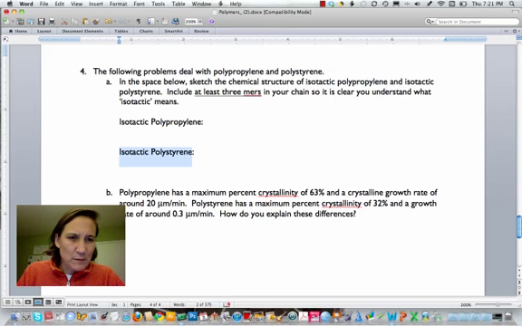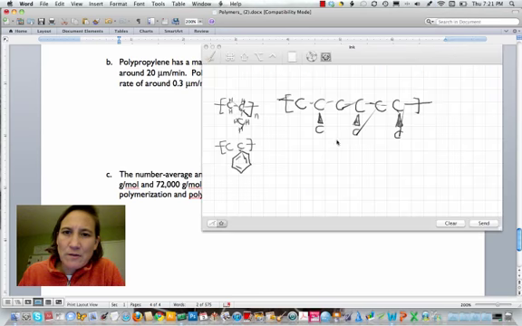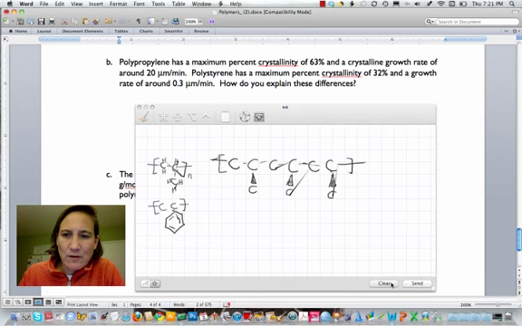Okay, this is problem 4b, and in this problem it's asking about the differences in the growth rates and in the crystallinity, and explaining these differences, I'm presuming, based on the structure of the polymers. So again, this question is about polypropylene and polystyrene. And I'm just going to clear the board here.